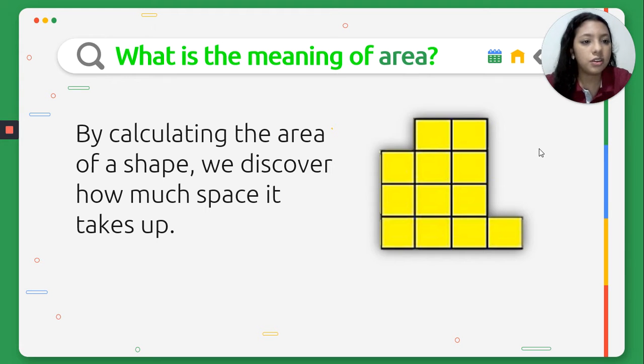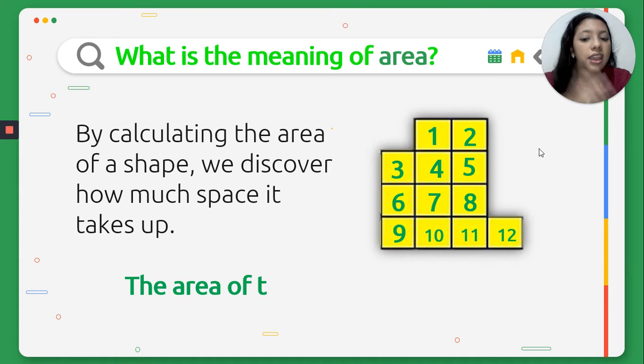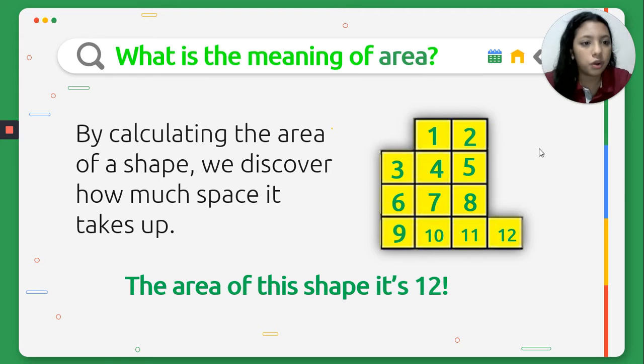So, we have the same figure, but we're going to count to see how much space it takes. How many cubes are in the area of this figure? Let's count. First cube, second, third, fourth, 5, 6, 7, 8, 9, 10, 11, and 12. So the area of this shape is 12 cubes, 12 little squares. It's the space inside a figure.